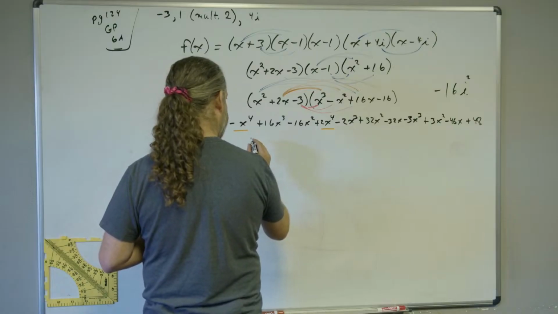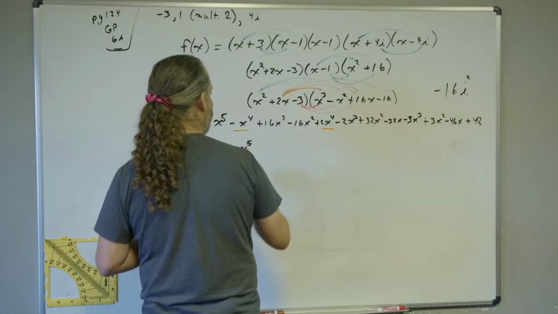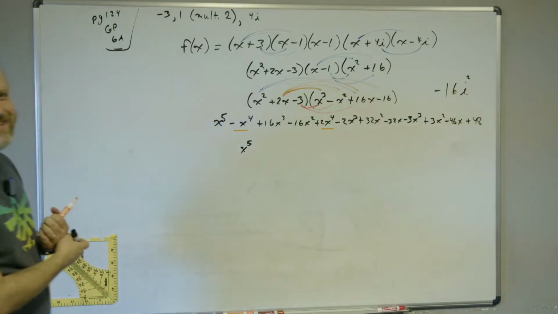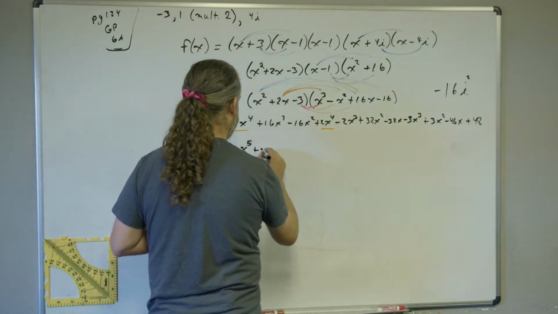Shouldn't we start with x to the fifth? Yeah, I was going to write that down. But I was starting by writing and combining the things that are combinable. The x to the fourth. Yeah, plus x to the fourth.